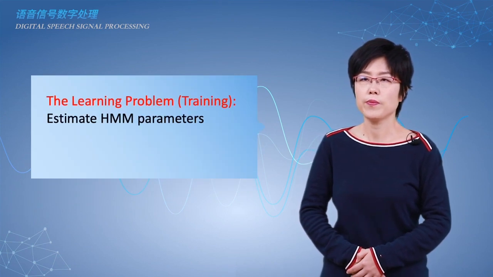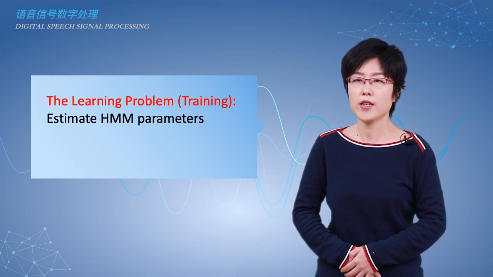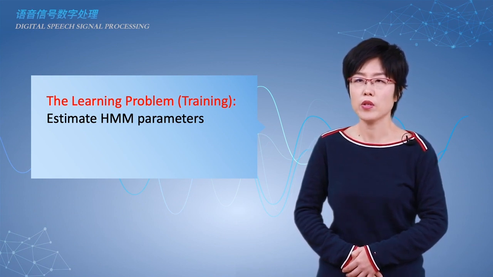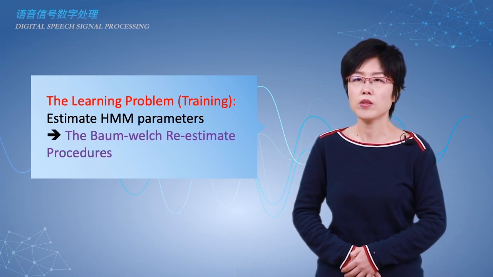The learning problem, also named the training problem, is to estimate HMM parameters, which can be solved by Baum-Welch re-estimate procedures.